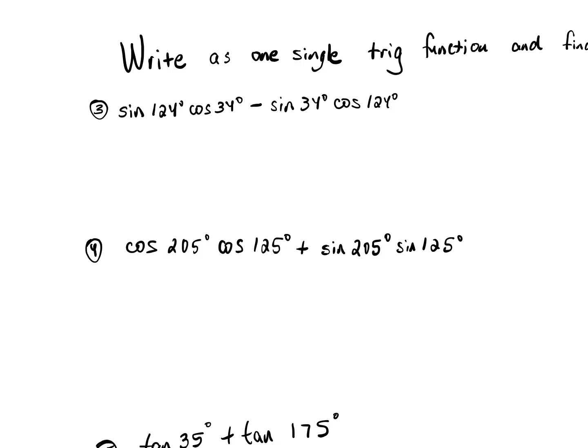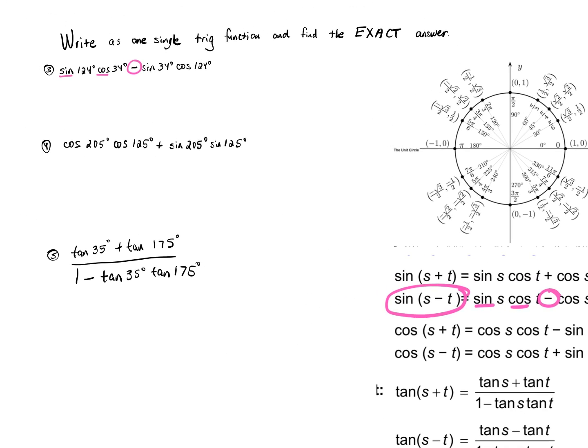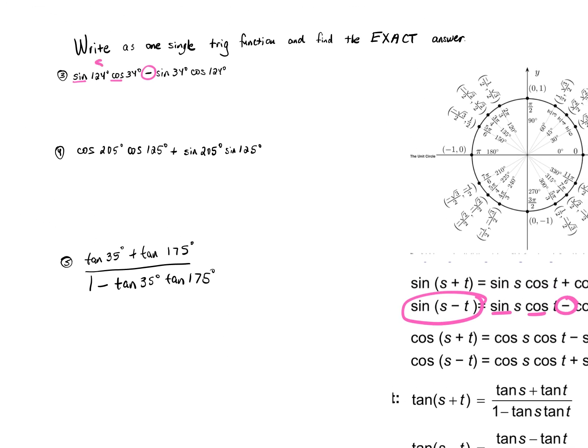So we want to see which formula goes sine, cosine, minus. So going to my formulas, which one goes sine, cosine with a minus in the middle? The second one, perfect. It goes sine, cosine, minus. So since it matches the right side, we're going to use the left side here. So we have sine of s minus t. So the first numbers are s and the second ones are t. So sine of 124 minus 34. So sine of 90.